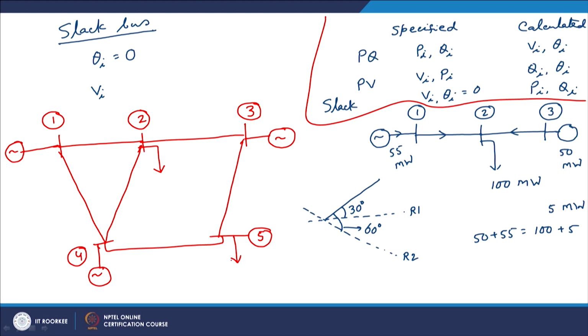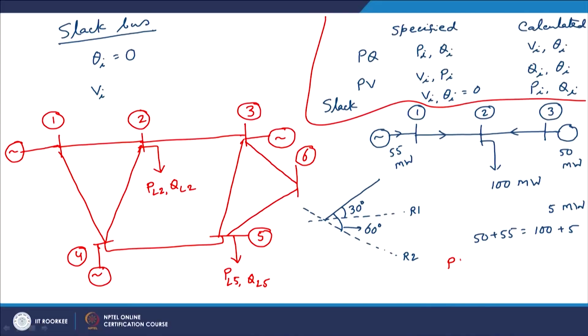For the purpose of more clarity, let us add another bus, it does not matter. Let us say this is bus 6, and at bus 6 there is nothing connected. So we have a 6 bus system, bus 1, 2, 3, 4, 5, 6. At buses 1, 4 and 3 there are generators connected, and at buses 2 and 5 there are some physical loads connected: PL2, QL2, and PL5, QL5. At bus 6 there is nothing connected.